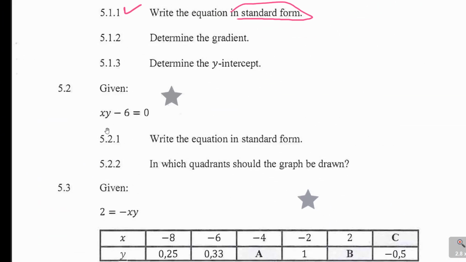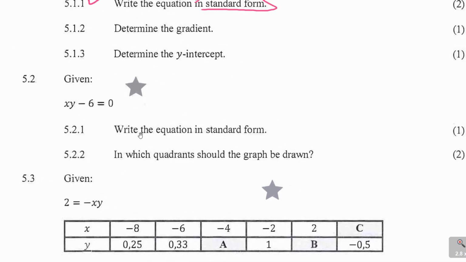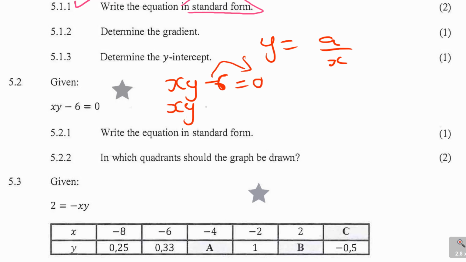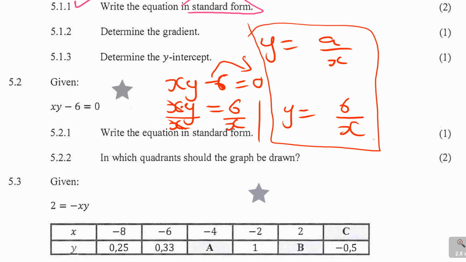Next one, given xy minus 6 equal to 0, then it says write the equation in the standard form. It's 1 mark. Let me just work it here. Look, the standard form says y is a over x. So here you're going to say xy minus 6, remember, it's equal to 0. Take the negative 6 to the other side, where you've got xy is equal to positive 6. Now, x and y are multiplying. Divide by x. The aim is to remain with y. So what do we have? y is equal to 6 over x. Look, you are matching that a over x. That's the standard form.